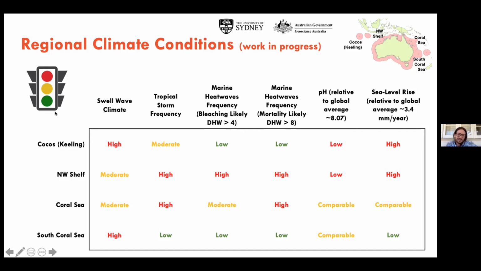It's a traffic light system. So looking at the colors, we can instantly see that the Northwest Shelf is a lot higher in a lot of the categories compared to our Cocos Keeling or even our Southern Coral Sea area. So maybe the climates in those areas are going to be more or less pressuring on the islands themselves.